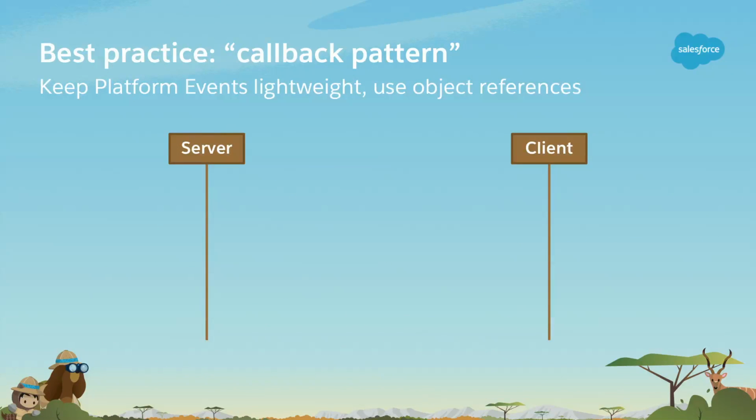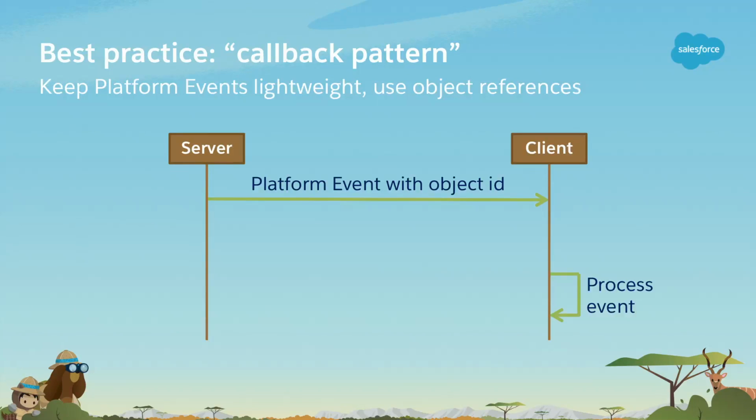Now, let's have a look at a general pattern that is the best practice when you interact with a server and a client with a platform event. The first thing to remember is that we have limited field types that you can use in platform events. So generally, when you issue a platform event, you don't want to copy a whole object. What you want to do is send a platform event with just a reference to the object, or the objects, that are impacted by this platform event, and then you process the event. Just keep the ID reference and process the event.